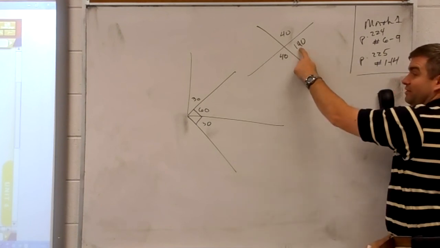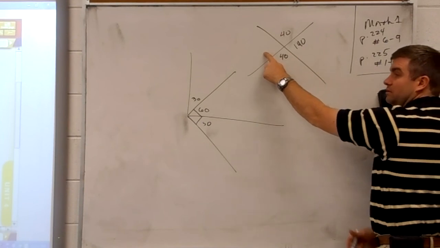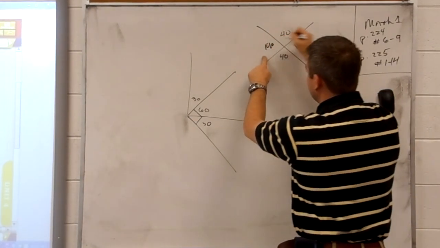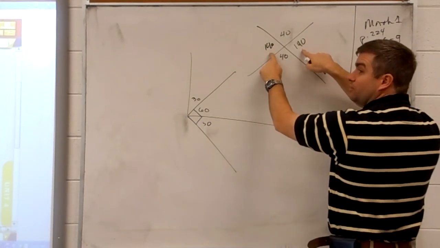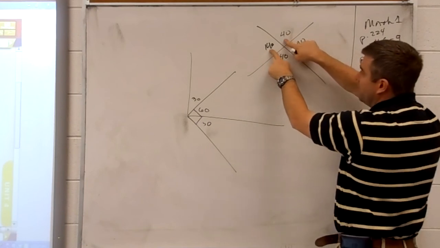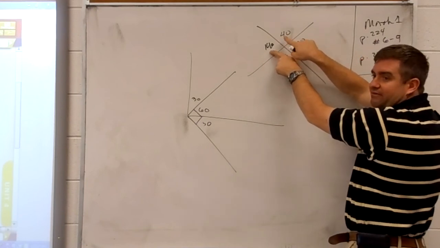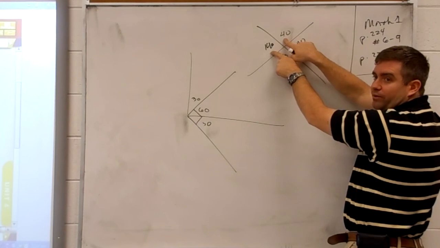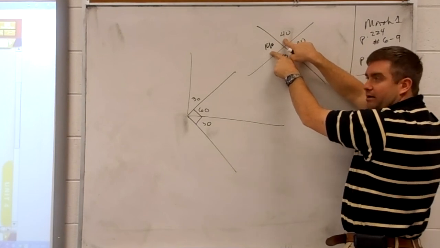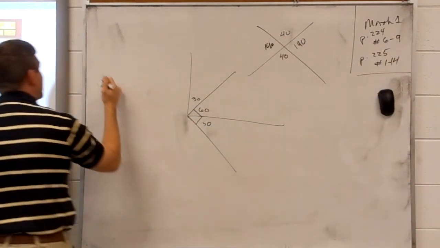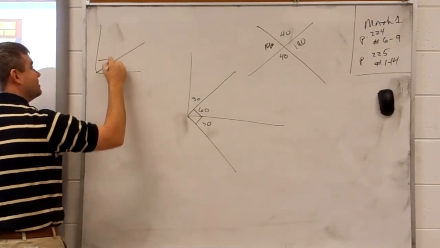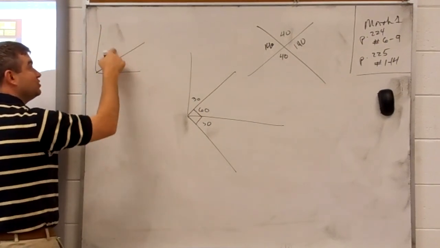All right? If I know that this one's 140, then what is this one? 140. What's the reason? Vertical angles. If you're talking about these two angles, you would say that they are vertical. What if I said, why is this true? If that one's 40, then this one has to be 140. What reason would it be there? Linear pair.